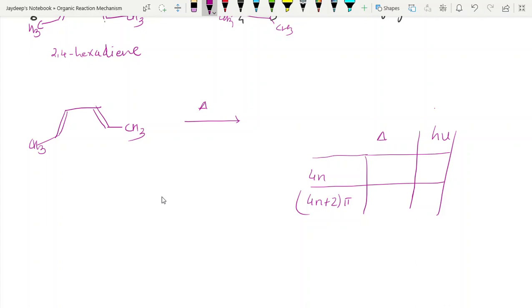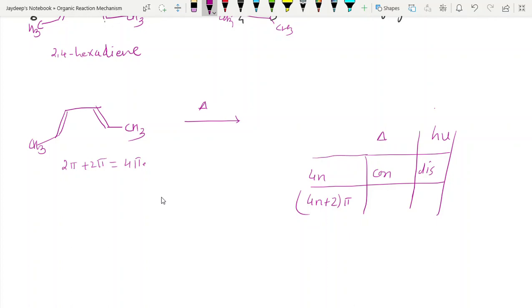4n system means 4 pi electron system. One pi bond corresponds to 2 electrons, so this is 2 pi electrons plus 2 pi electrons. It becomes a 4 pi electron system. So the particular system belongs to the 4 pi electron system. When the 4 pi electron system is there, the thermal reaction should show conrotatory.